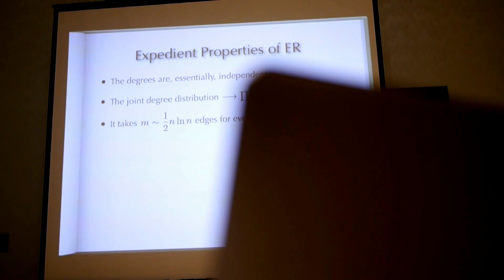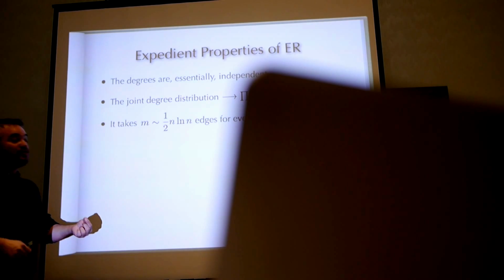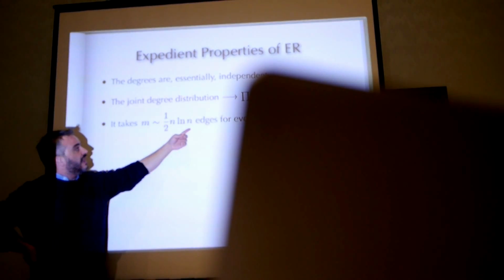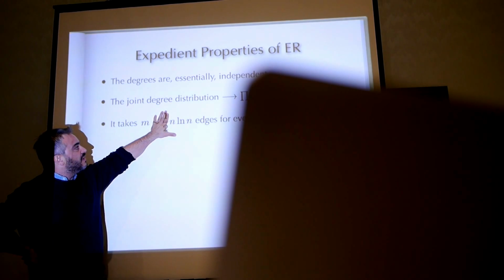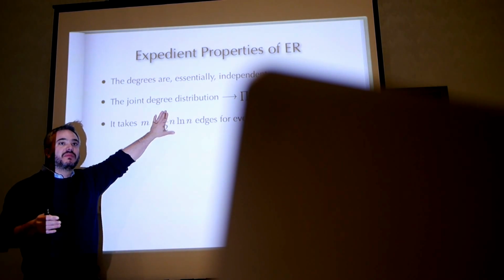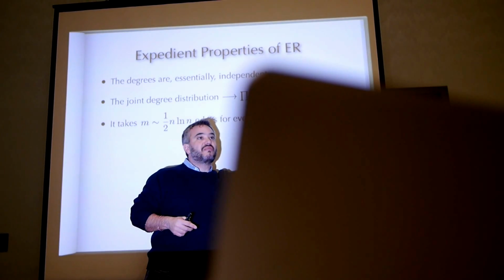But then you get other sorts of miracles. If you follow this balls and bins paradigm, I said that you can think of each edge as consisting of 2 balls. Therefore, if I throw in (1/2) n log n edges, it's like I've thrown n log n balls, and if you know the expression for the coupon collector problem, this will be the first moment where everybody has degree at least 1.